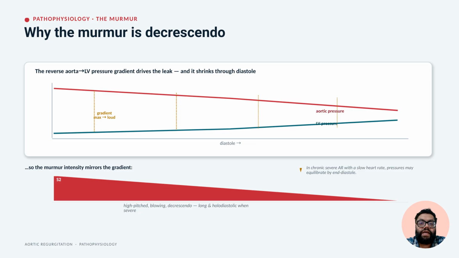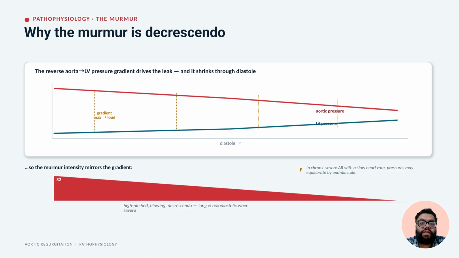Aortic pressure is still high and ventricular pressure is still low, so the gradient is maximal and the leak and the murmur is loudest. As diastole continues, aortic pressure falls and ventricular pressure rises, so the gap narrows, the driving force fades, and the sound tapers away. Map that shrinking gradient onto sound, and you get exactly the murmur we hear, a high-pitched, blowing, decrescendo early diastolic murmur, which lengthens to fill diastole as severity increases.